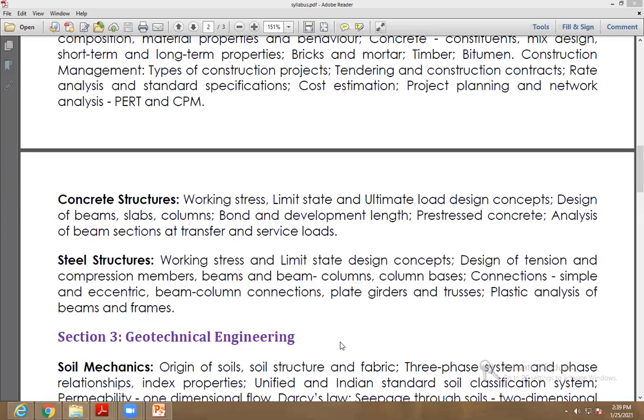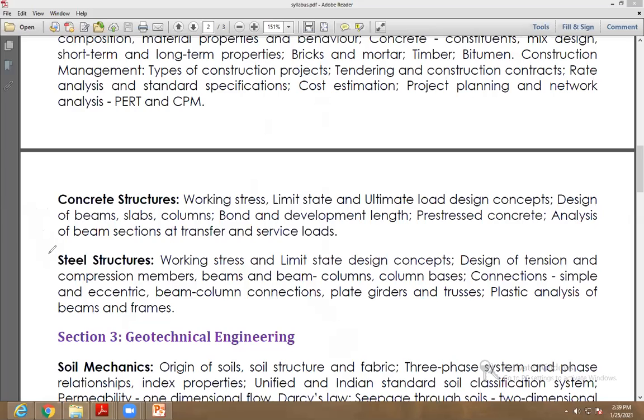So today we are discussing steel structures. First we have to see the syllabus. What is the syllabus which is there? I will share my screen. Whether it is visible? Yes, sir.